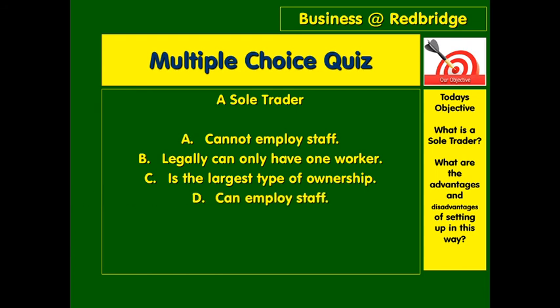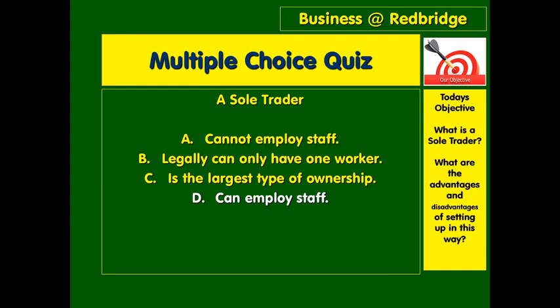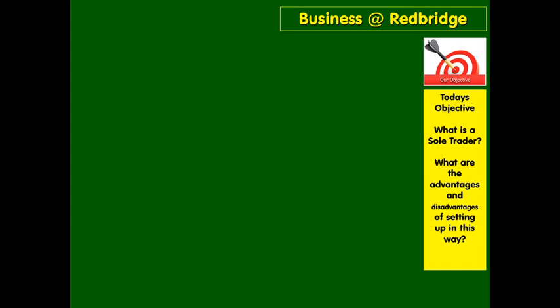So I'll just read this. A sole trader cannot employ staff, legally can only have 1 worker, is the largest type of ownership, can employ staff. So which one do you think that is? Pause the video. Okay. The answer to this one is a sole trader can employ staff. Okay, so it's none of the others.